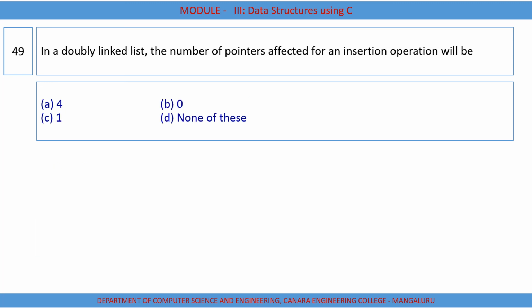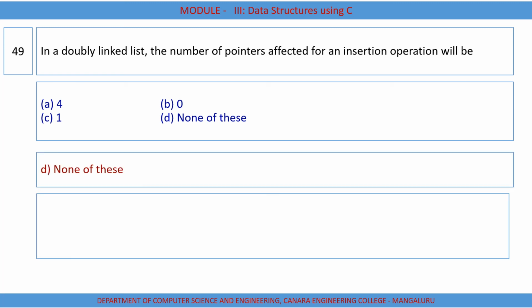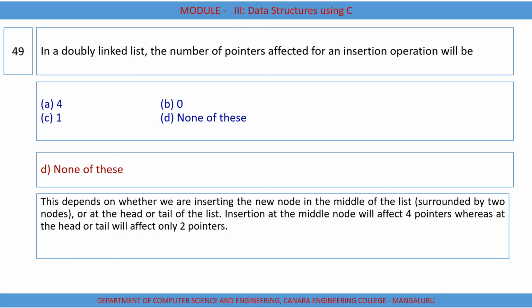In a double linked list, the number of pointers affected for an insertion operation will be: 4, 0, 1, or none of these. The answer is none of these. This depends on whether we are inserting the new node in the middle of the list or at the head of the list. Insertion at a middle node will affect 4 pointers, whereas at the head or a tail will affect only 2 pointers.